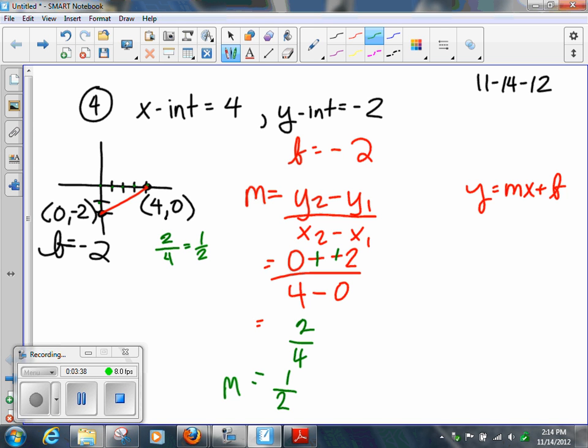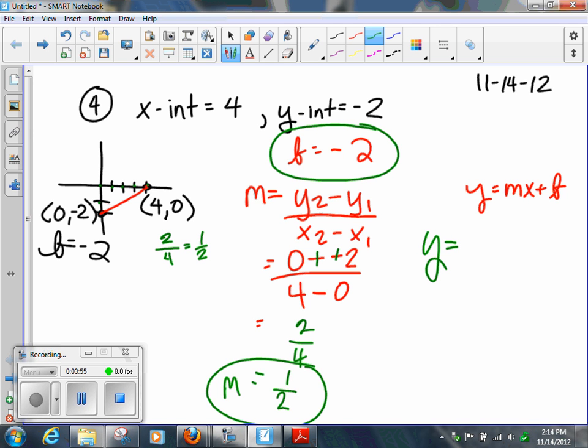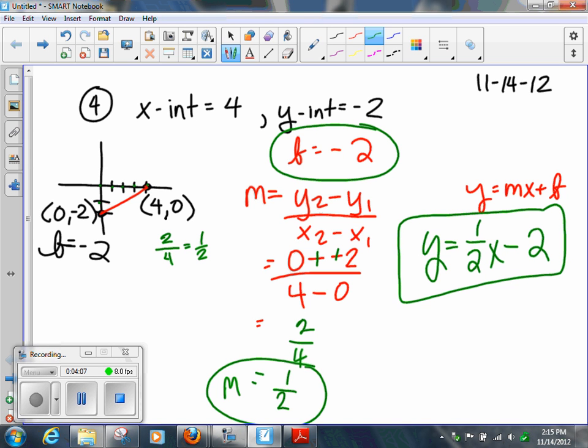Now I have enough information that I can plug into this formula. Y is equal to, pick a point, any point. Or do I need to? Look at this. No, I've got the y-intercept. I just solved for the slope. I don't need to plug in any ordered pairs. I just need to substitute 1/2 for m, -2 for b, and folks, that's it.